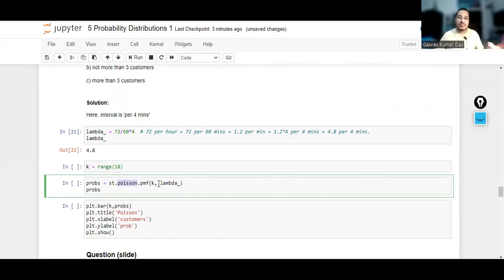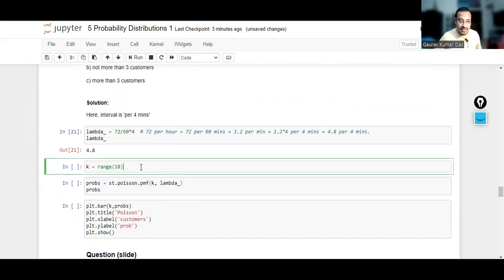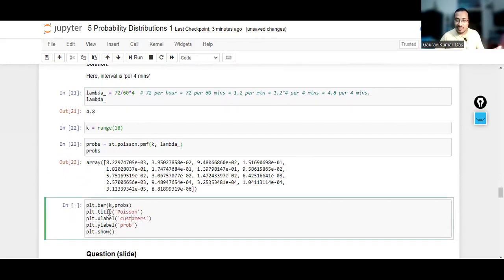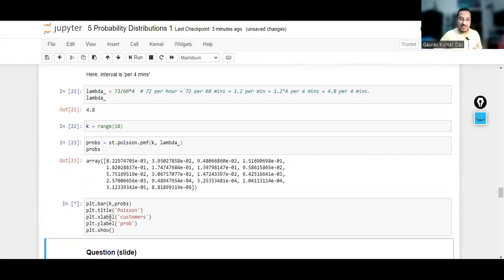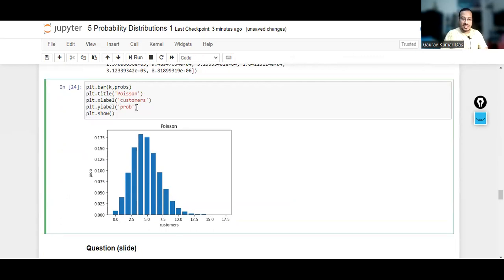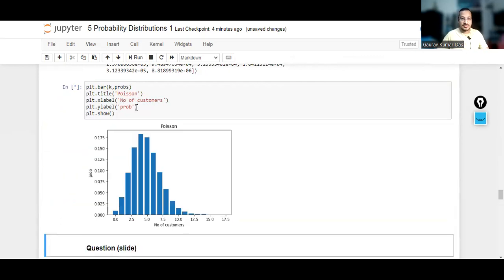Here, unlike in binomial where we have the parameters K and P, here we have K and lambda. K is again the entire range of the possible number of events. Once we get all these probabilities, I can simply use a bar plot to express the probability distribution graph for this Poisson data. You can call it the number of customers here.